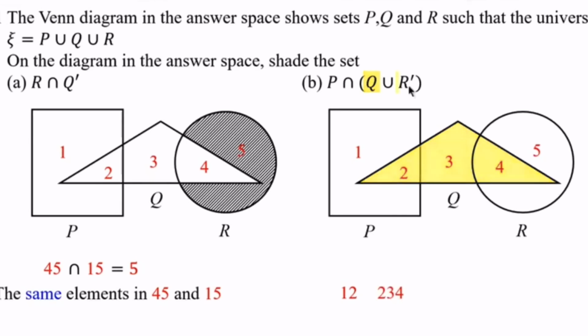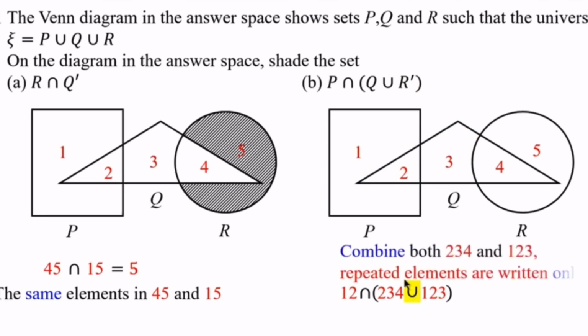And the R complement, the complement of R meaning that we would consider all the elements out of the R, which is 1, 2, 3. Alright, so we will list down 1, 2, 3. So we will solve the bracket one first, which is Q union R prime. So Q union R prime, you will have 1, 2, 3, 4 and 1, 2, 3.